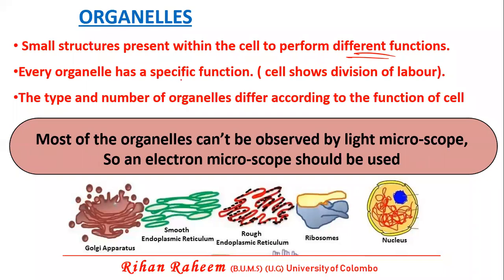Every organelle has a specific function. So cells show division of labor. That means one person is doing one thing, another person is doing another thing. Like that, in cells also, one category of organelles is doing one function, another category of organelle is doing another function. Most of the organelles cannot be observed by the light microscope. For a powerful one, an electron microscope should be used.